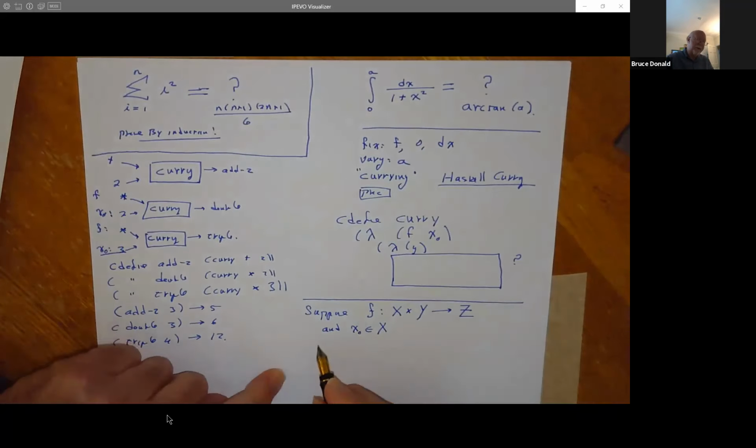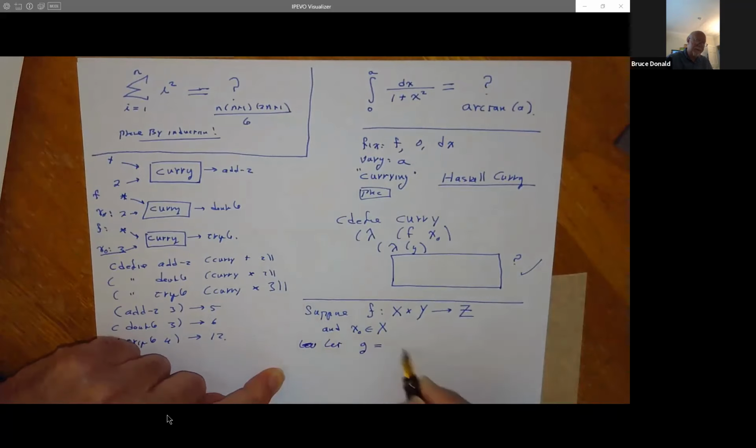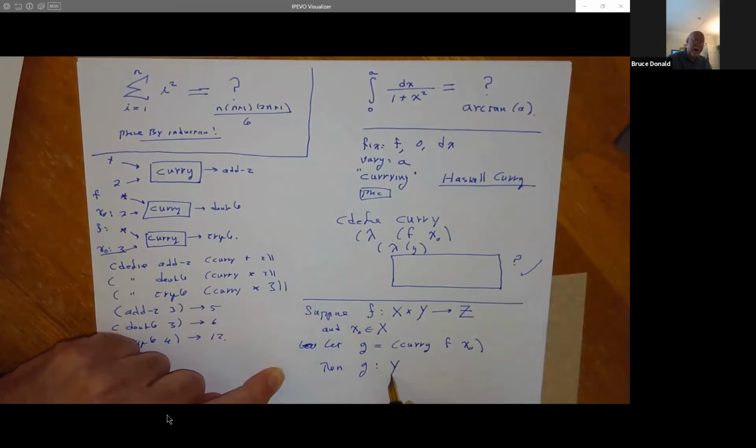Now suppose we've written Curry successfully, filled in the box, and we say let a function g be the result of applying Curry to f and x0. Then one way of characterizing g is that g is a function that takes something of type y as input and returns something of type z, where g of y is mathematically defined to be f of x0 and y.